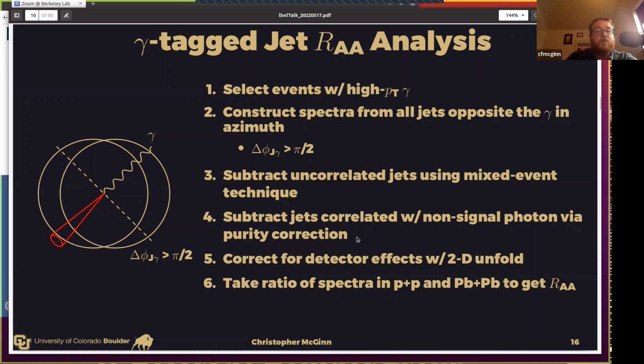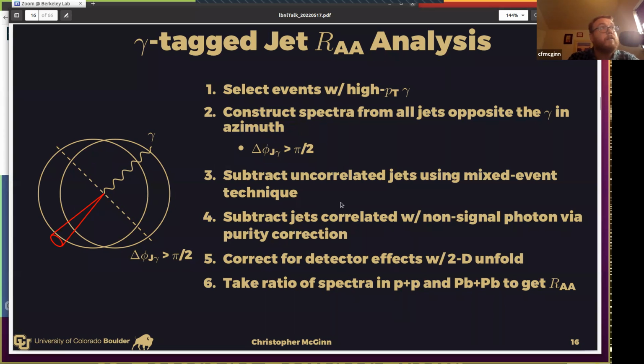You subtract off jets correlated with non-signal photons here via purity correction. This maybe gets at Peter's comment about fragmentation photons contaminating the spectra. You do try to handle this, but you don't have the nice quality of the Z where you're really guaranteed a perfect handling. It is ultimately something that needs to be modeled. You correct for detector effects with the 2D unfold, and then you just take a ratio of the spectra in the PP and the lead-lead to get at the RAA after scaling for some appropriate factors between lead-lead and PP for the number of binary collisions.